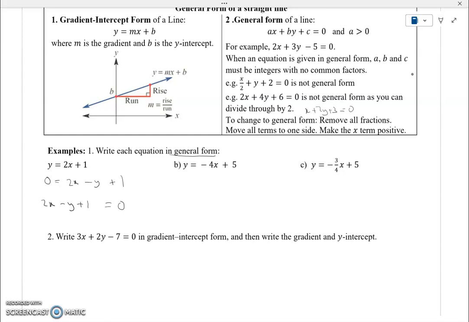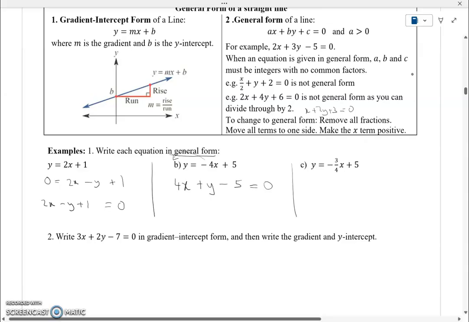This next one, I look at the x term and I see a negative, so that's guiding me that I should be dragging all the terms over to the left hand side. Moving that over there, that'll be 4x, and then a plus y, and moving this term over here, there'll be a minus 5 equal to 0. No fractions, no common factor, that's in general form.